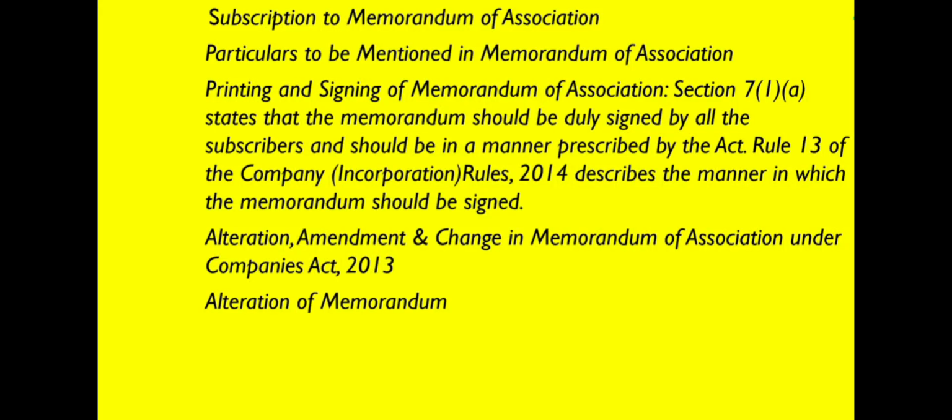Under this, let's talk about alteration of memorandum. The alteration of various clauses of memorandum have different procedures. First, alteration to the name clause. To alter the name of the company, a special resolution is required. After the resolution is passed, the copy is sent to the registrar. For changing the name, the application needs to be filed in Form INC 24 with the prescribed fees. After the name is changed, a new certificate of incorporation is issued.